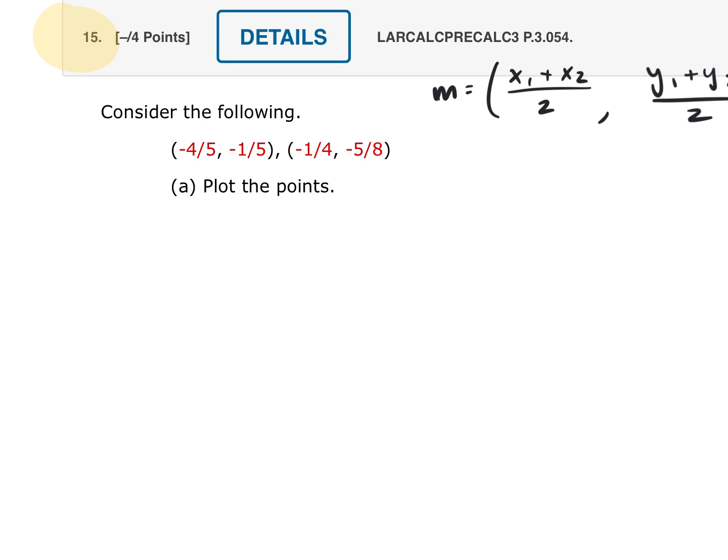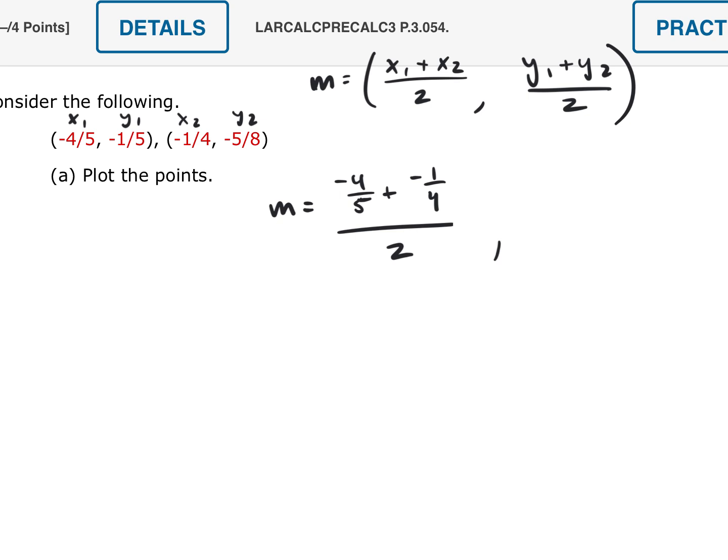So it helps to label the points. I'm going to call it x1, y1, x2, y2, and plug them in. So for our midpoint, we have (-4/5 + -1/4) over 2. And then our y is (-1/5 + -5/8) over 2.